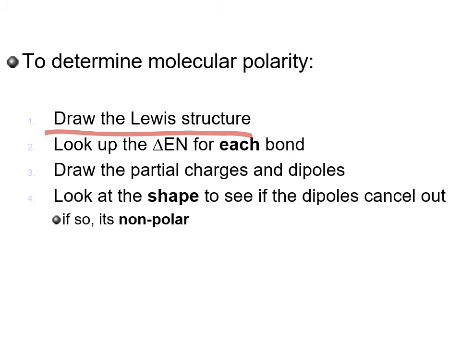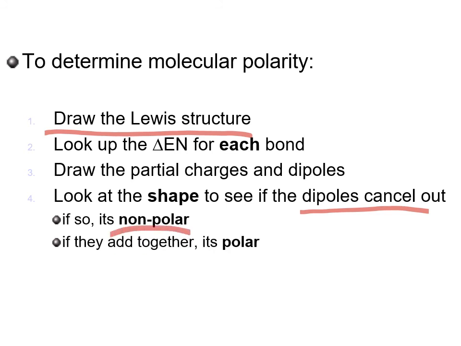And then you can say, okay, do the dipoles cancel out or not? Essentially, if the molecule's symmetrical, they're going to cancel each other out. If they're all pointing in the same direction or all pointing in opposite directions, you don't end up with one side being different than the other. And so that is going to be a non-polar molecule. But if they add together in some way, and one end of the molecule ends up having a different charge than the other, and we're talking partial charges here, then it's going to be a polar molecule.